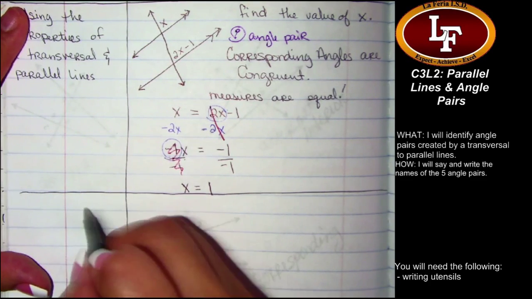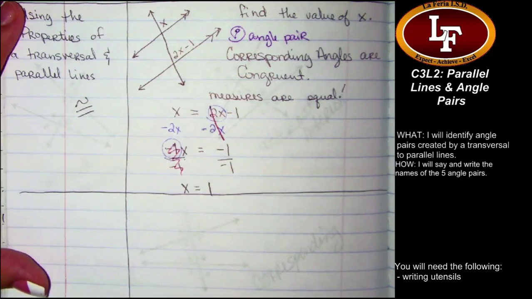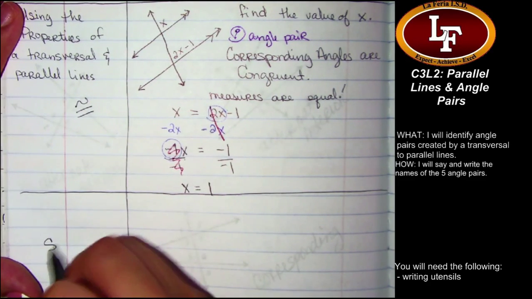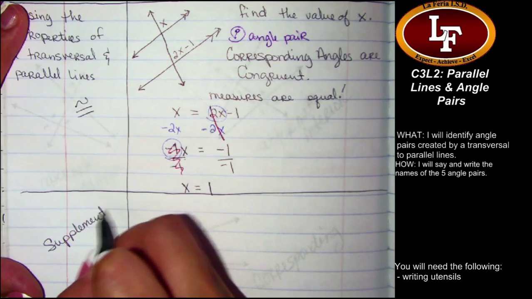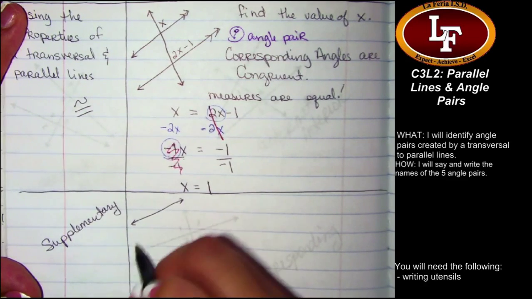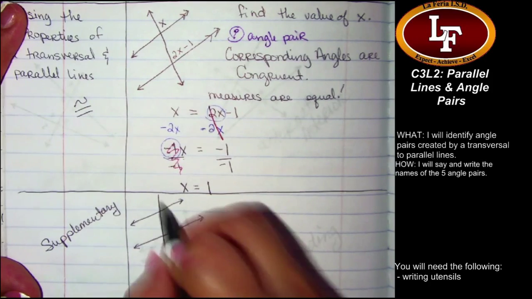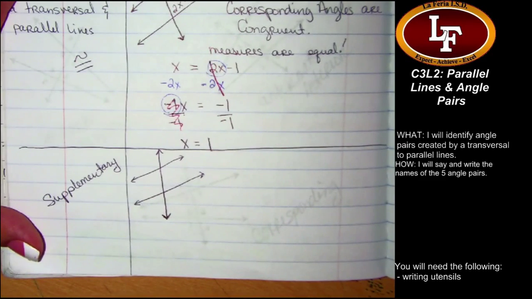Let's look at it again. I'm going to put the symbol congruent so it's easy to find. And here I'm going to write the word supplementary, because this is the example of what to do when your angle pairs are said to be supplementary to each other. Again, start off with two lines, cut by some sort of transversal.